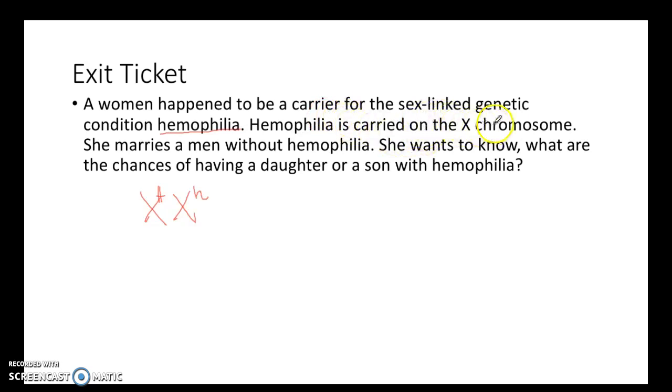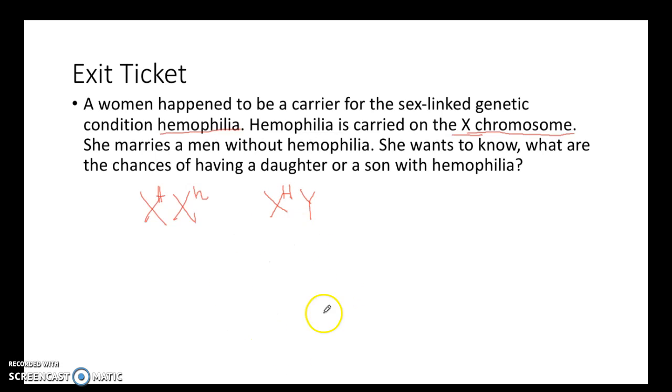Now, hemophilia is carried on the X chromosome, and that's information that you want to make sure that you look for on any question that is sex-linked related. You want to make sure that they tell you that it's X chromosome or Y chromosome. Now, it says that she marries a man without hemophilia, and she wants to know what are the chances of having a daughter or a son with hemophilia. Just like the last example we did, the man that she married, we know that the man is going to be X and Y, and this man doesn't have hemophilia, so he has to have a capital H in here.